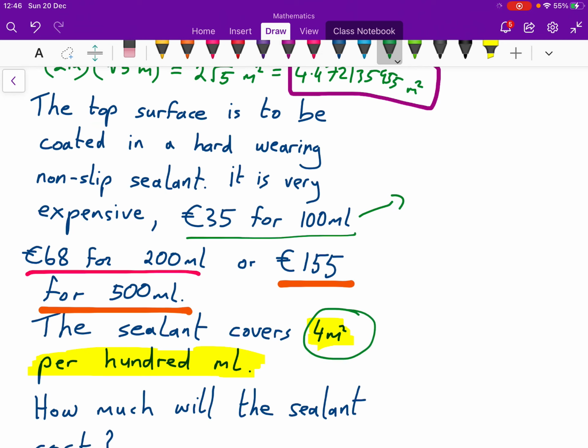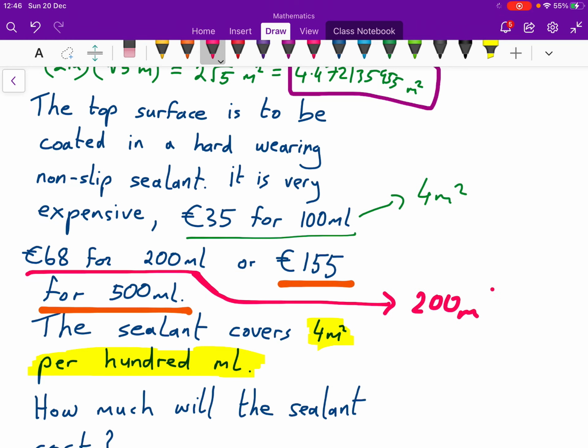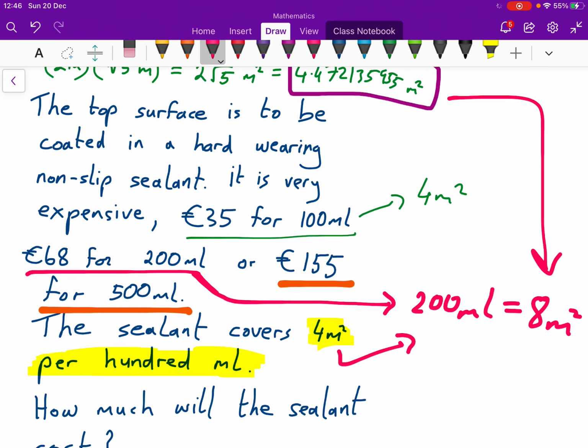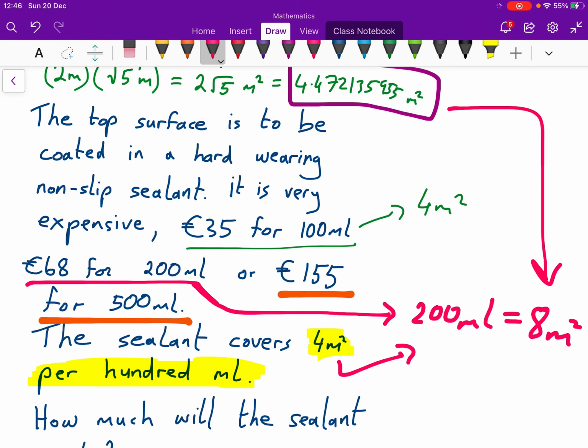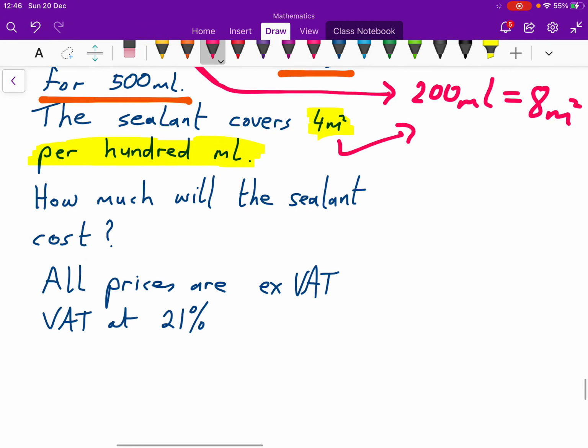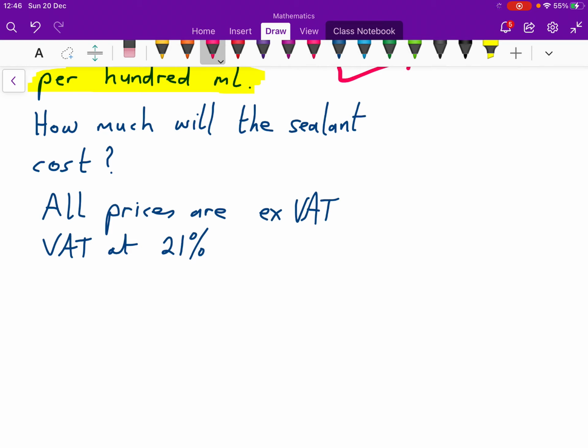using this information here, 4 meters squared per 100 means this only does 4 meters squared. That is not enough. So buying the 100 mil is no good. It looks like we want to buy the 200 mil can, doesn't it? Because 200 mils, according to this information, will get us 8 meters squared. Well, that's enough to do us, isn't it? So we want to buy 200 mils of this stuff, the €68 can. So, how much will the sealant cost? Well, it costs €68 ex VAT.